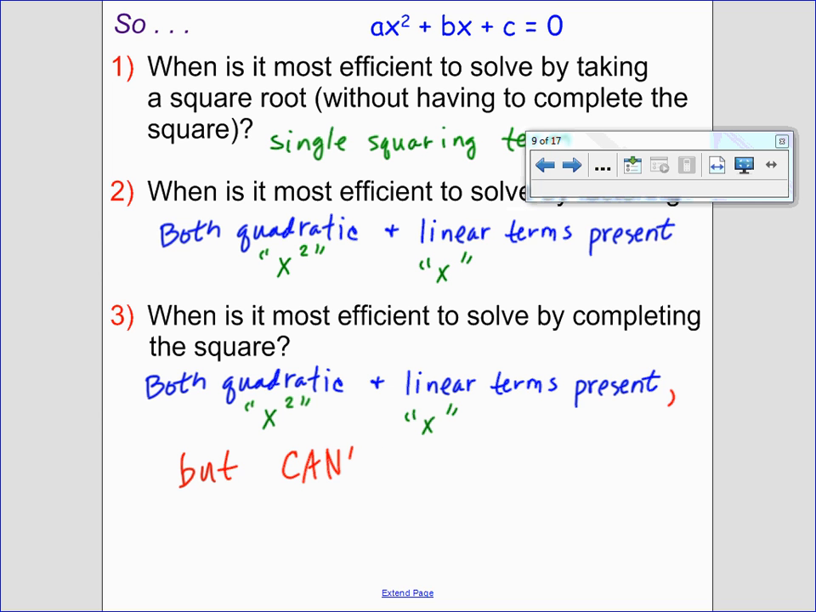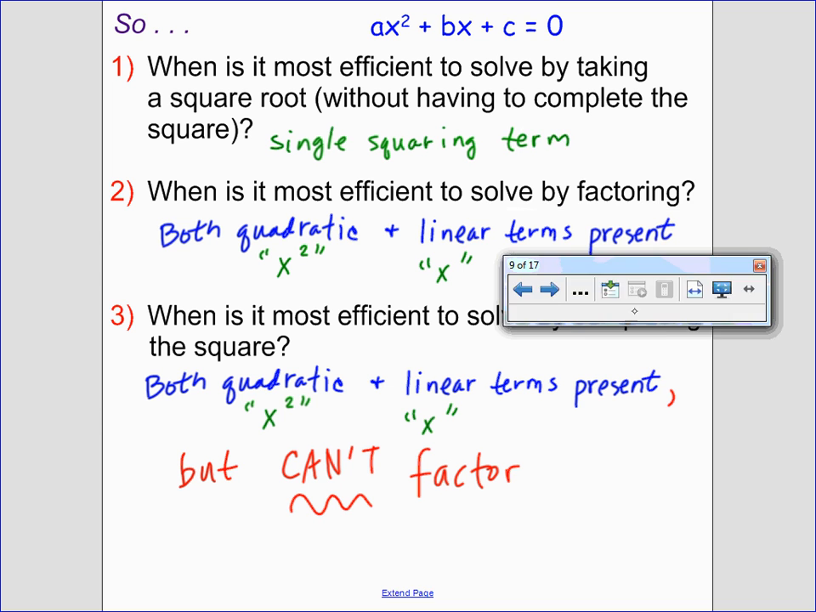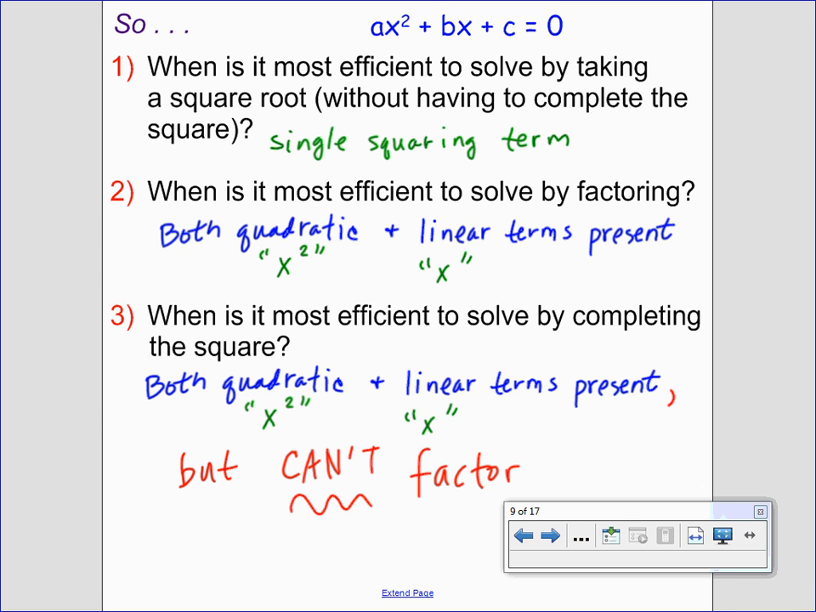And this one I can't factor, because it's either unfactorable, or I don't recognize the factors, or I'm not good at factoring. Then I'll go ahead and use completing the square as a means for rewriting, so that I have a single squared term, and then I can solve by taking square roots. What questions do you have about our 3 different methods? So you will have to solve algebraically for quadratic equations.